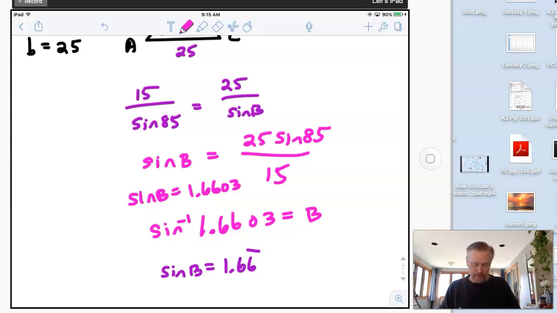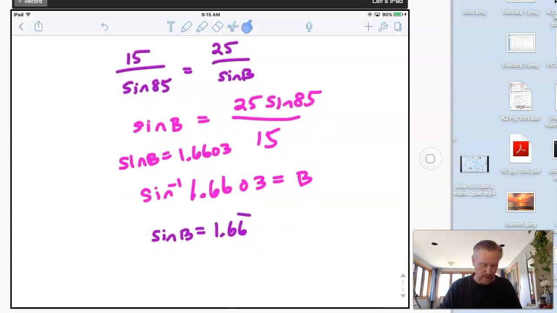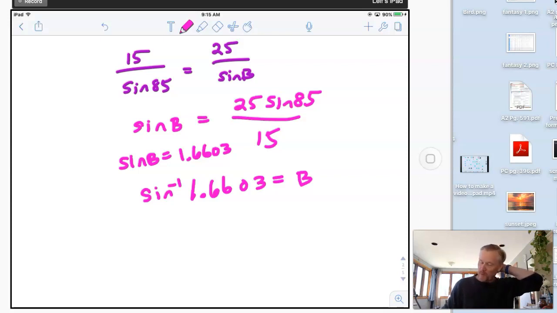And when you do that, well, it looks like I do have an extra step there. Do the inverse sine. Don't need that. Yeah, interesting thing happens. When I punch that into my calculator, it says error. Took me off guard for a second.